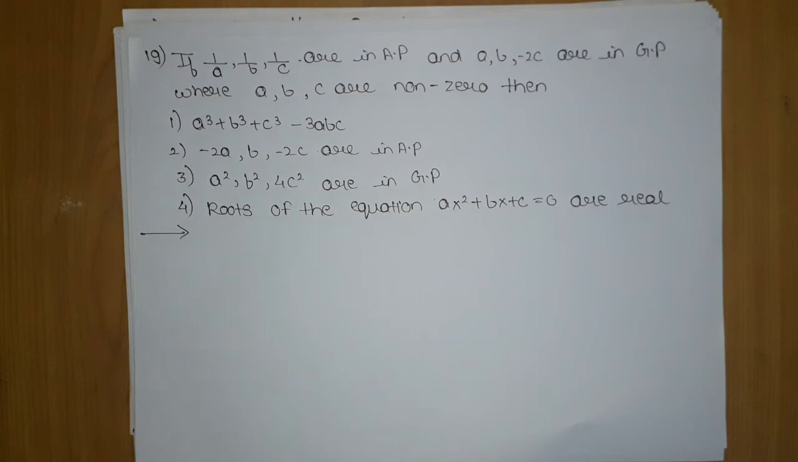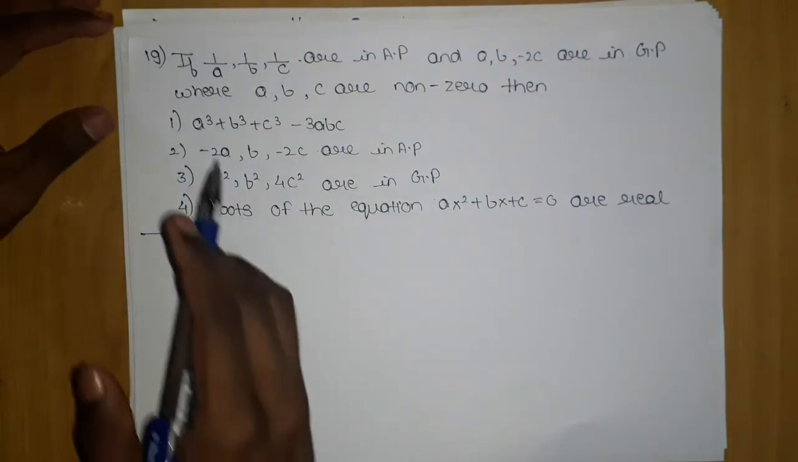Then here, a cube plus b cube plus c cube minus 3abc. Second, minus a, b minus 2a, minus b, minus 2c are in AP. Third, a square, b square, 4c square are in GP. Roots of the equation ax square plus bx plus c equals 0 are real. So how can we solve this now?